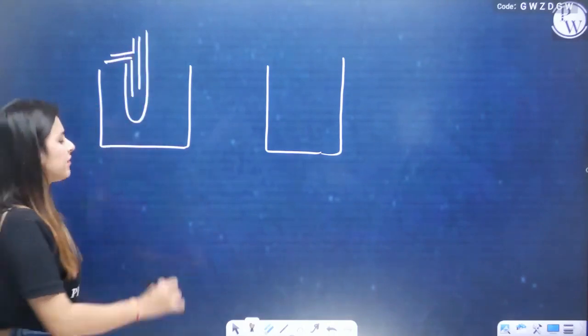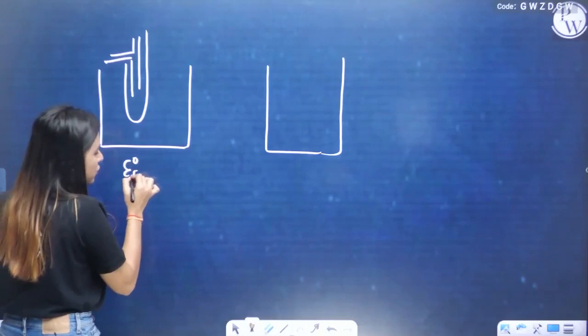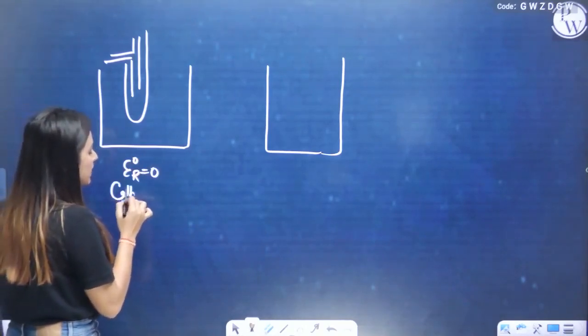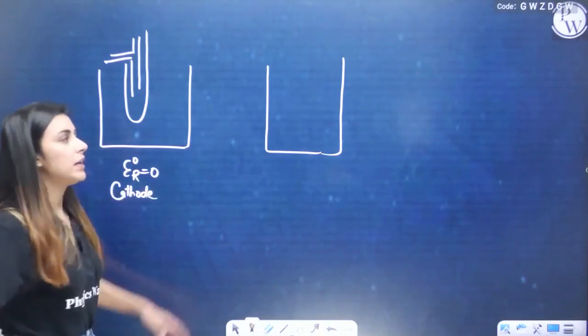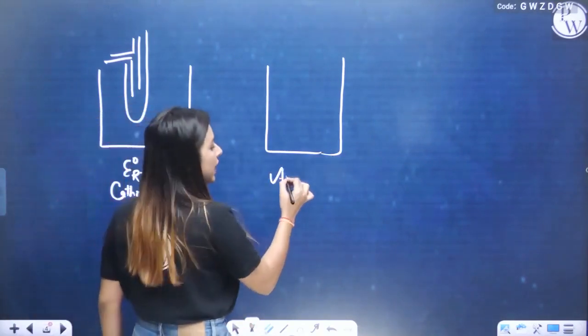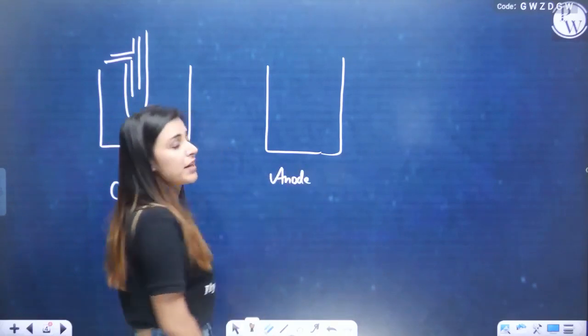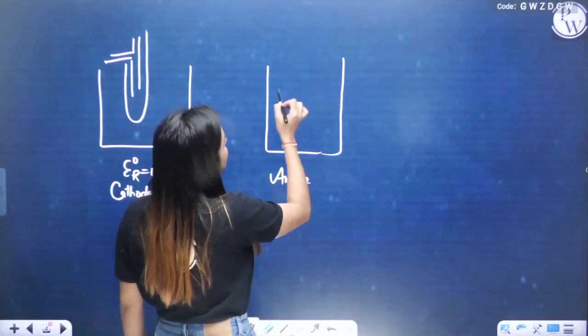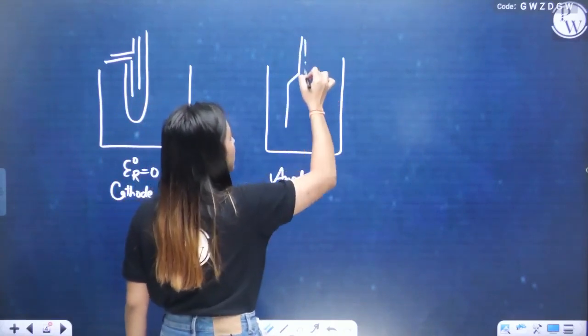I know very well that this is the reduction potential equal to 0, and this is my cathode. I am using it as a cathode. Now the other would definitely be an anode. This will be an anode, and we want to calculate the reduction potential for magnesium. So now, my dear students, let's say this is your magnesium electrode.